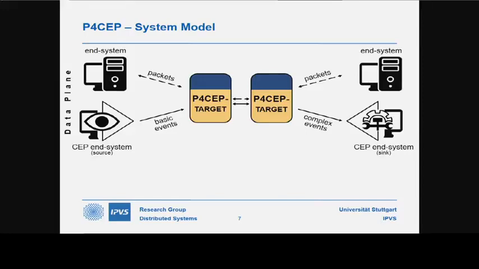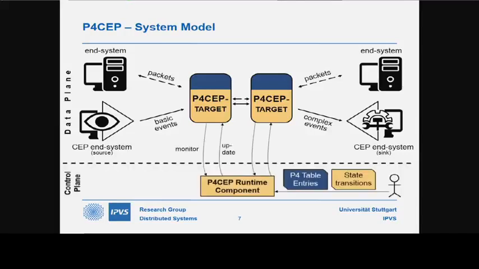We're looking at 2 classes of end systems. The ones are the CEP end systems. They consist of CEP sources, which emit basic events, and CEP sinks, which receive complex events. And the other class of end systems is just ordinary end systems that just communicate with each other using packets. And these packets and basic events reach our P4CEP targets where they're handled accordingly. And then we have, of course, on the control plane, a runtime component, which basically monitors these CEP targets and updates them.